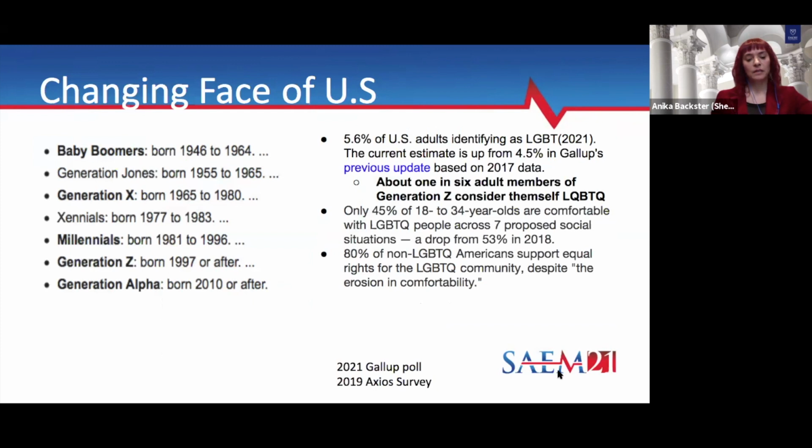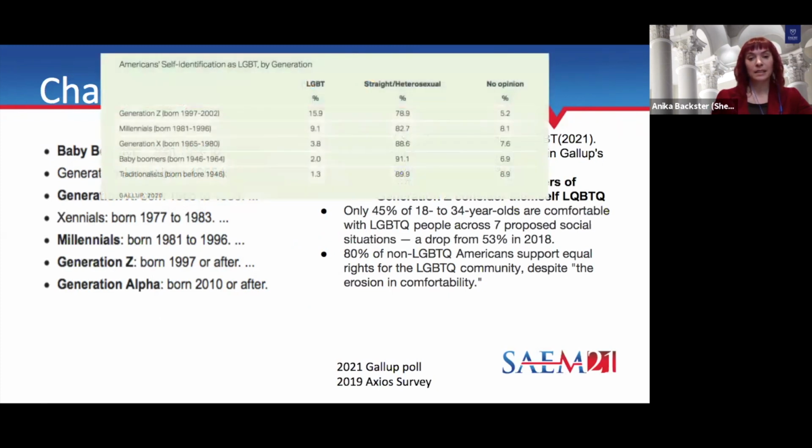Data also show a shift in LGBTQ representation. A 2021 Gallup poll shows that 5.6% of the US population now identifies as LGBTQ. But note the large number in the more recent generations who identify as LGBTQ. You can see how 15.9% in Generation Z now identify.